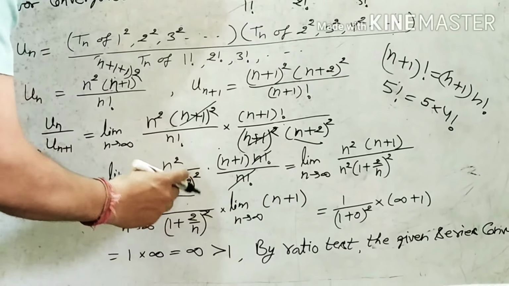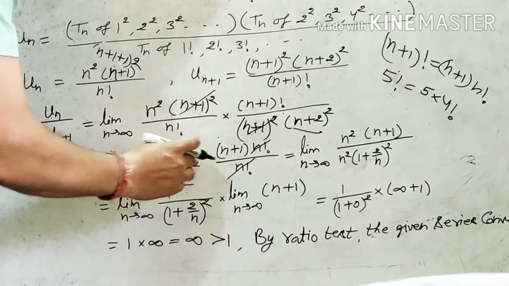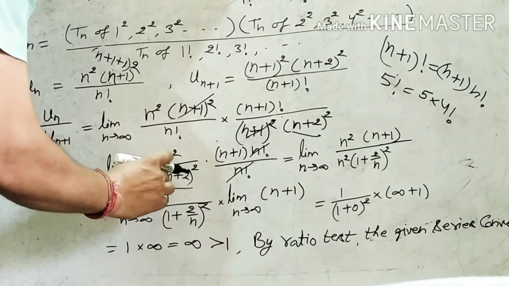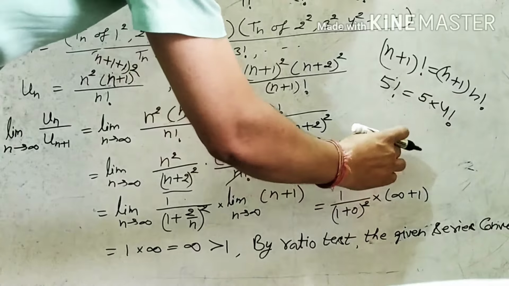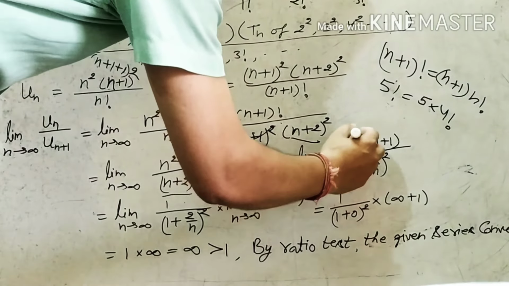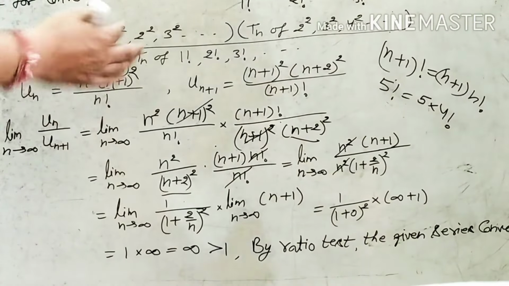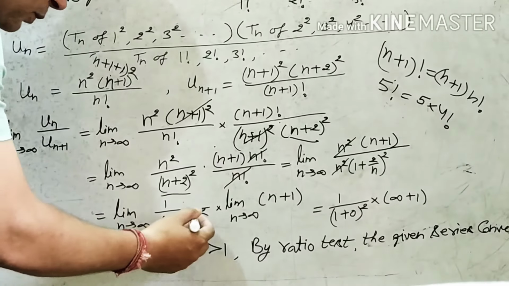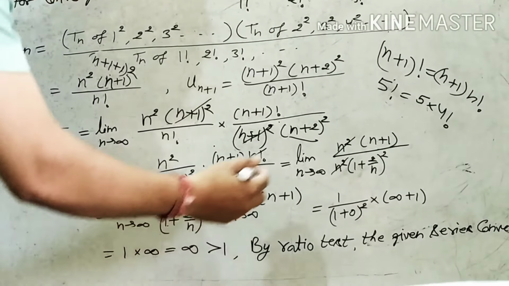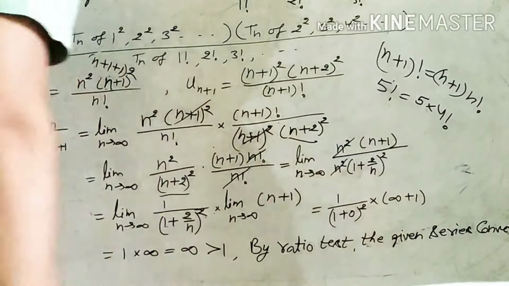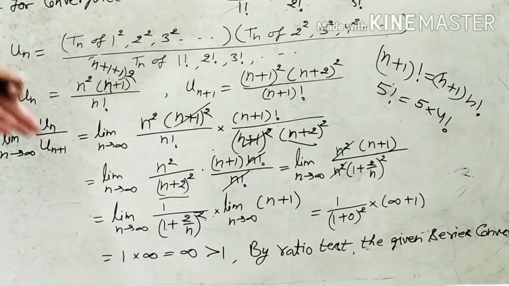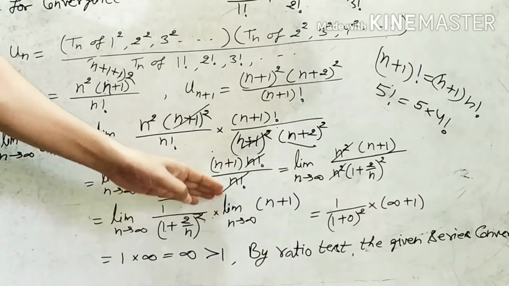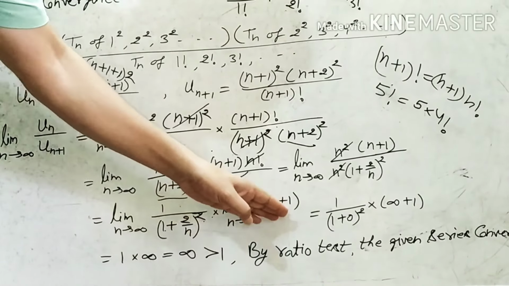In n plus 2 whole square, you take n common; the power is 2, that's why it will be n square, and in the bracket 1 plus 2 upon n whole square. Now n square and n square will be cancelled out. Now put the limit. Limit n tends to infinity, 1 upon (1 plus 2 upon n) whole square into the limit of n plus 1. Two terms are there in the numerator and denominator, so the limit can be taken separately.